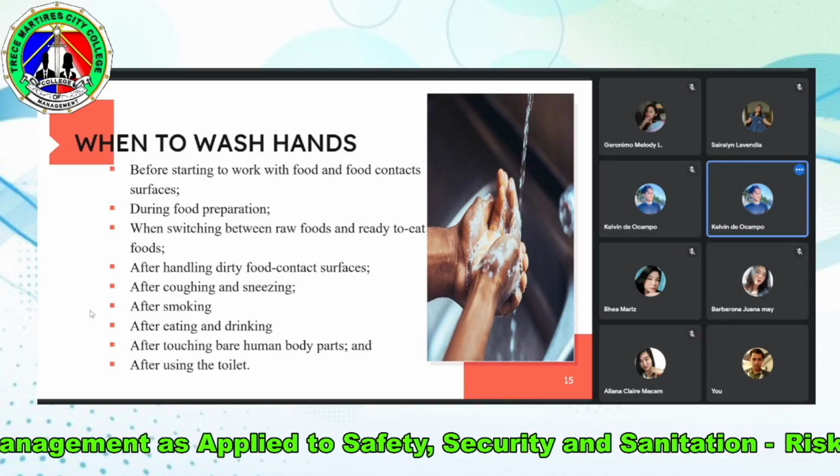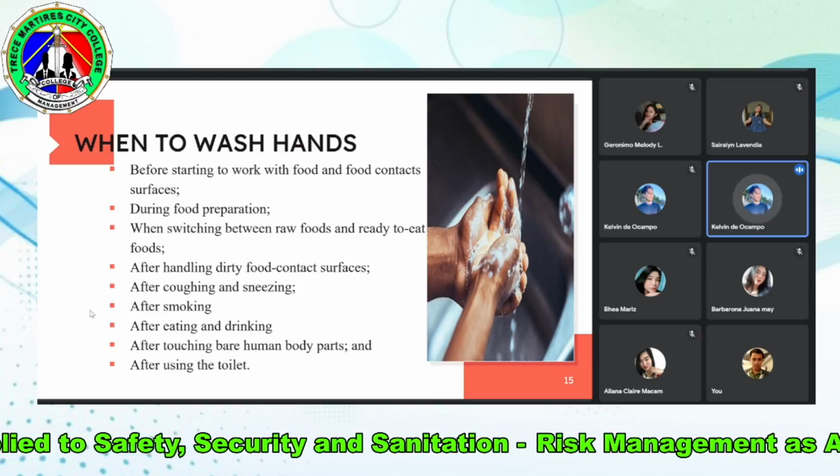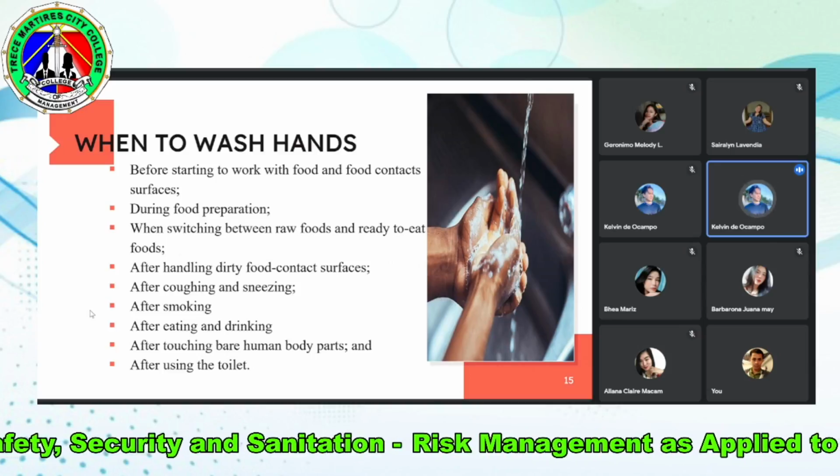After smoking, pagtapos din daw po manigarilyo, ugaliin po ang paghuhugas ng kamay. Actually, hindi lang po yun. Necessary din po na magpalit tayo ng damit.